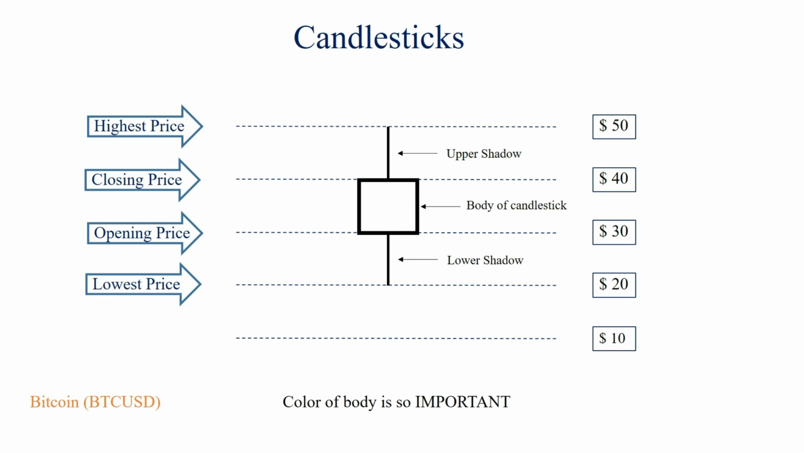And also, the color of the body is so essential and important in defining and reading the chart. Whenever the body is green, it means that buyers are stronger than sellers. And whenever the body is red, it means that sellers are stronger than buyers.